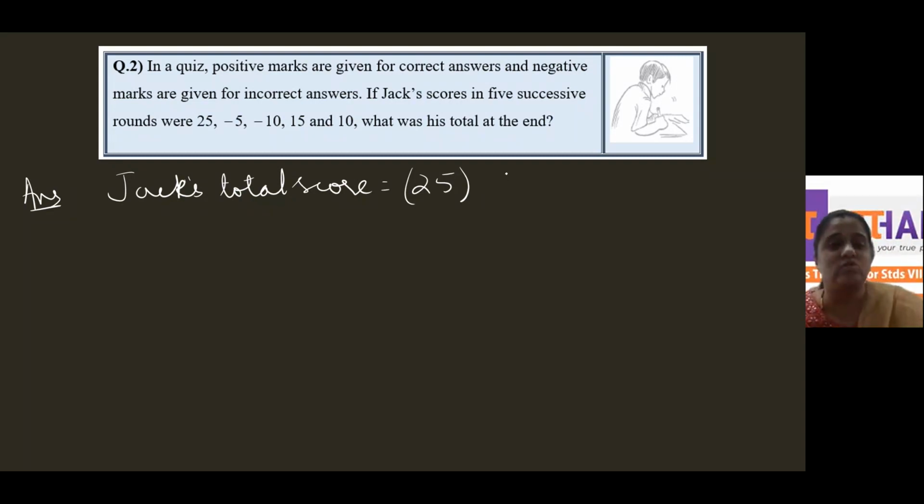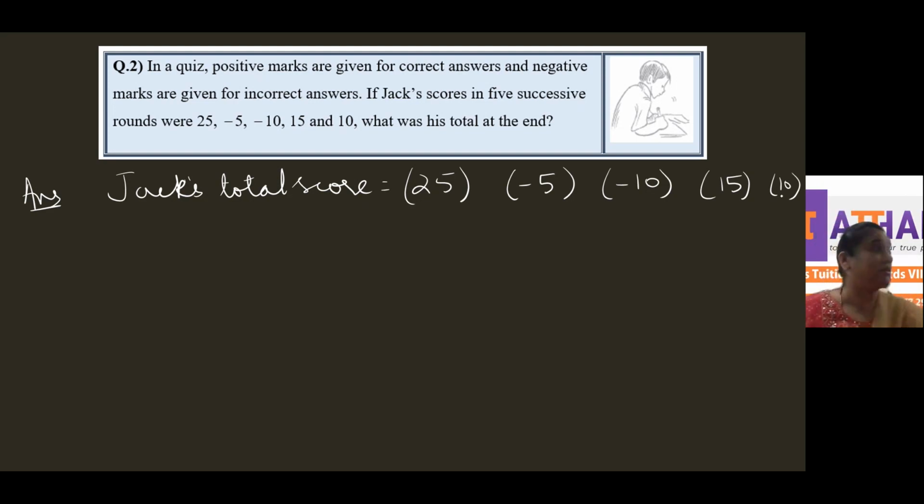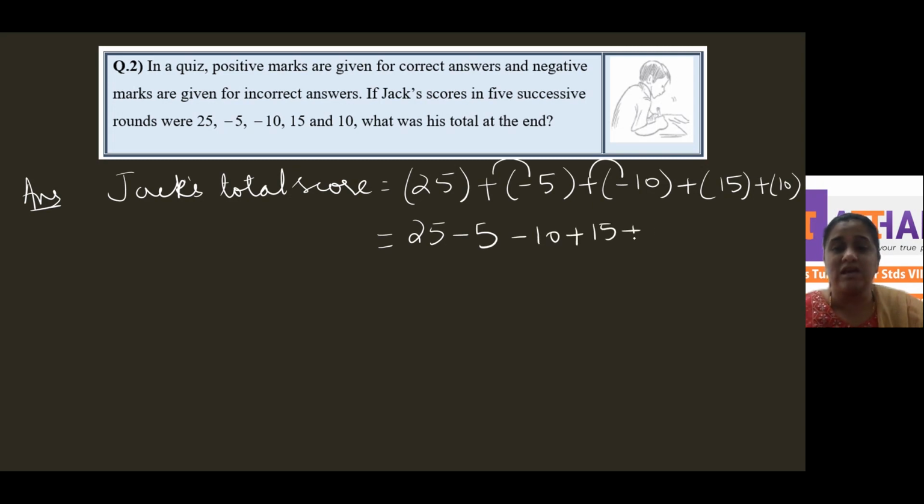Write all the scores in a bracket like this: (25), (-5), (-10), (15), and (10). This is the first step. And you'll have to add, right? Now connect the brackets with a plus sign because you have to find the total. In the next step, remove the brackets: 25 plus into minus is -5, plus into minus is -10, plus 15, plus 10.